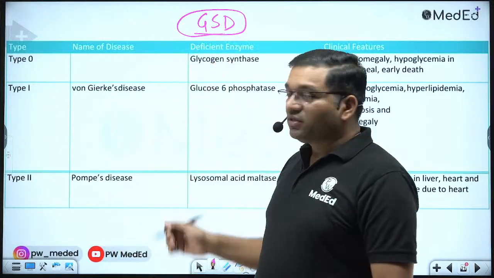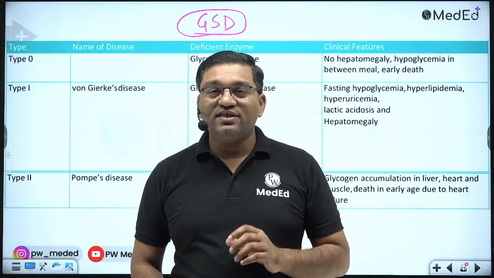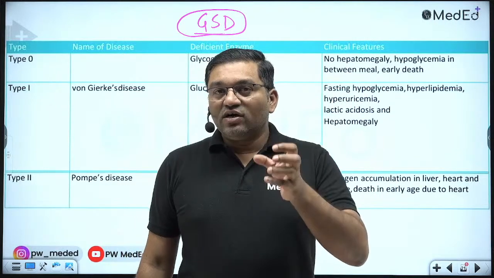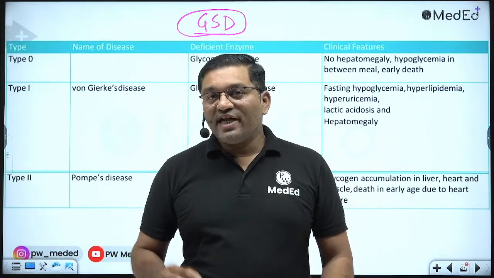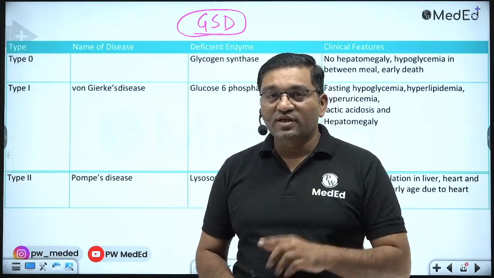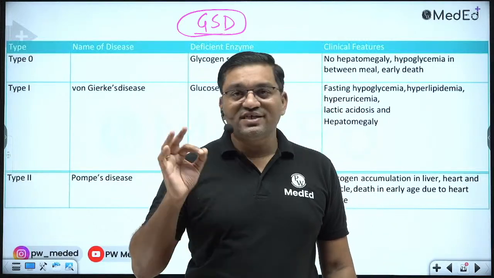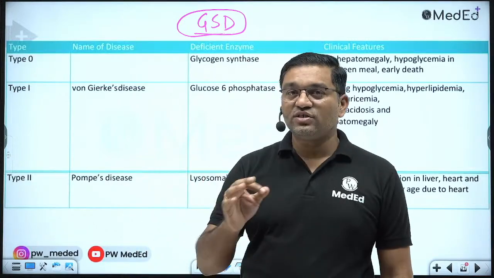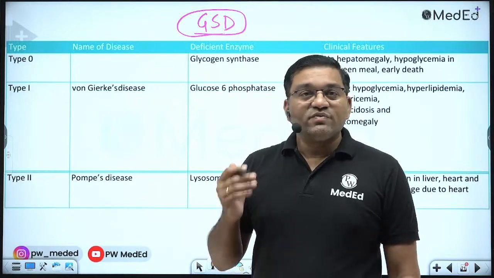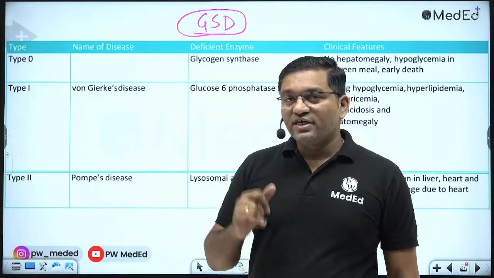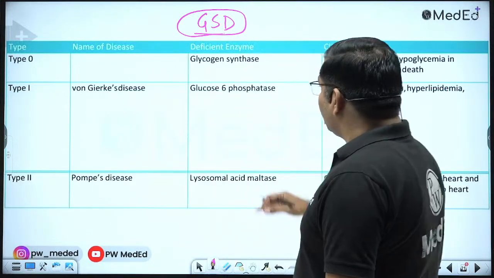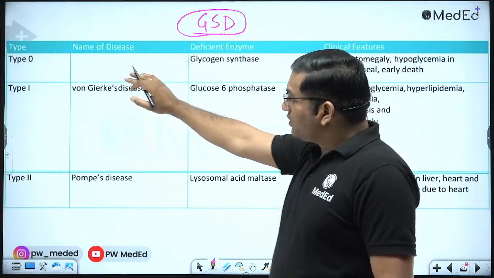Here one important question is also frequently asked, that is the direct and indirect activator of glycogen phosphorylase, that is calcium. Remember, calcium is the direct as well as indirect activator of glycogen phosphorylase. So calcium will promote glycogenolysis, degradation of glycogen. So in glycogen storage disorder, remember from type 0.